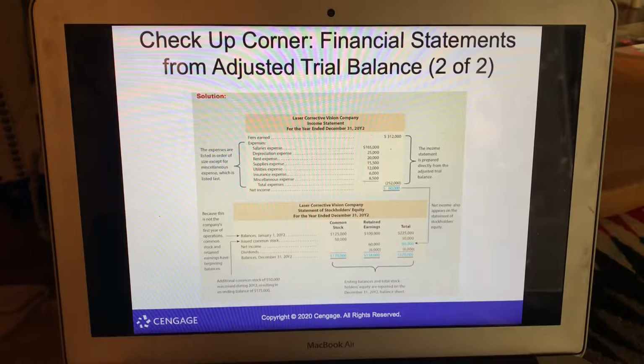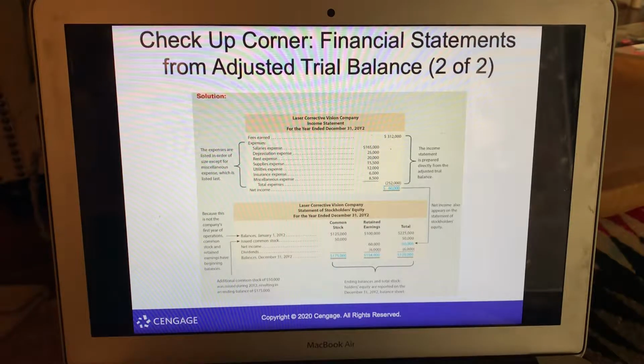So this is what it would look like. Earned fees of 312,000 minus all of our expenses of 252,000 leaves us 60,000 in net income. That closes out into our total net income. Notice how it goes into retained earnings right here. Our common stock is 125,000. We issued more common stock because we needed more cash, probably is what happened.